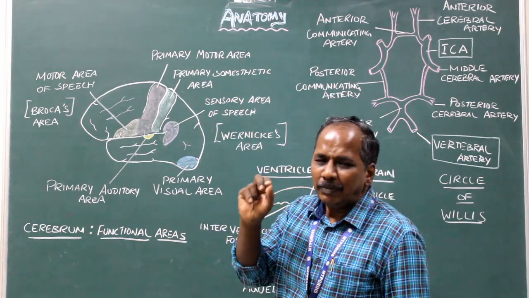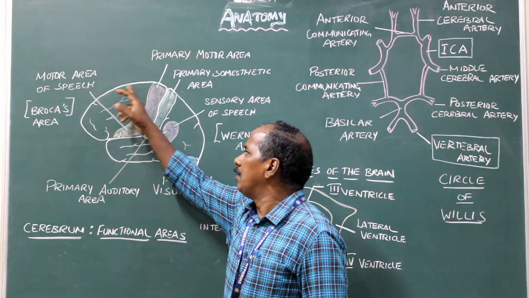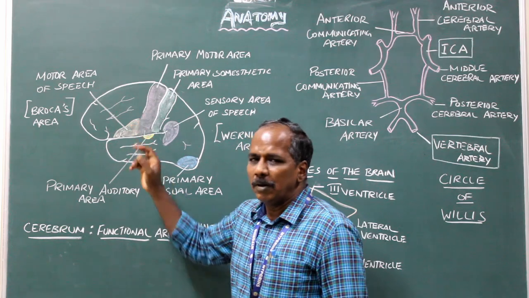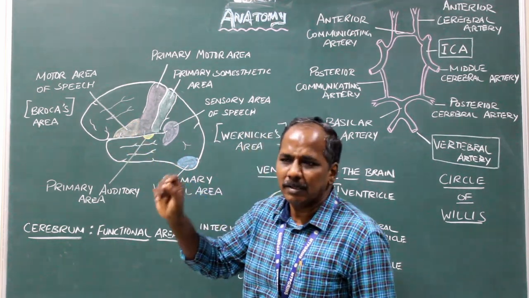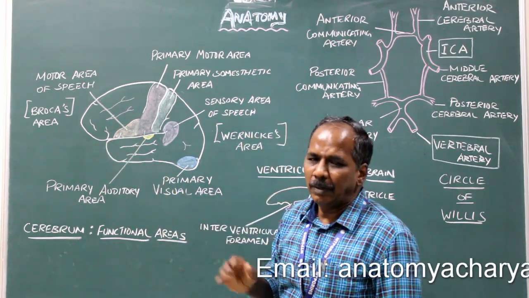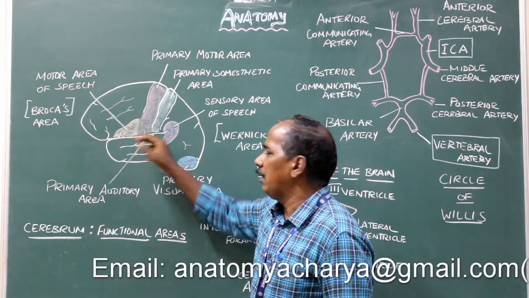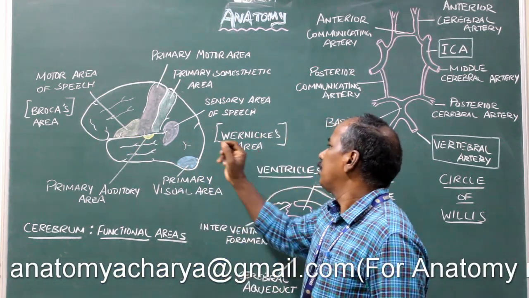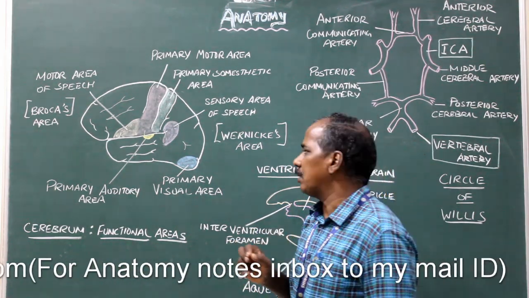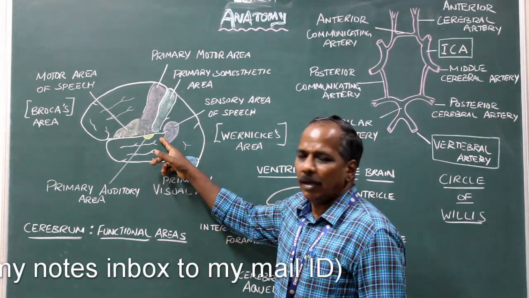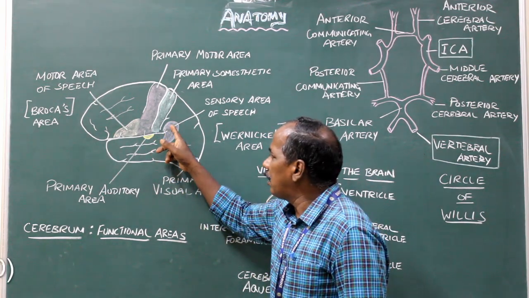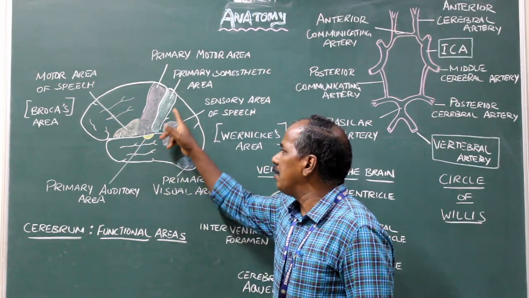Motor speech area of Broca. It is present in the frontal lobe, in the inferior frontal gyrus of the frontal lobe, anterior to the primary motor area. Sensory area of speech, that is Wernicke's area of speech, is present in the posterior end of the superior temporal gyrus and the adjoining inferior part of the parietal lobe.